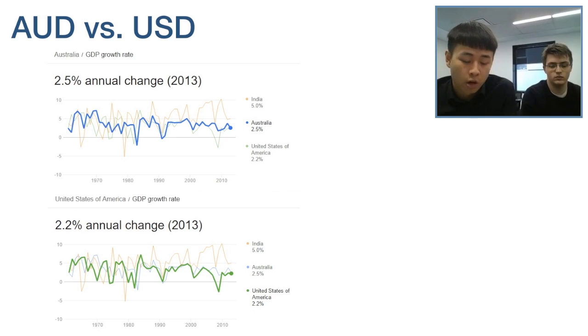Finally, I'm going to talk about GDP growth rate. By the graph, we can see the GDP growth rate in Australia is 2.5%, while in America it is 2.2%. So Australia has a higher GDP growth rate than America.